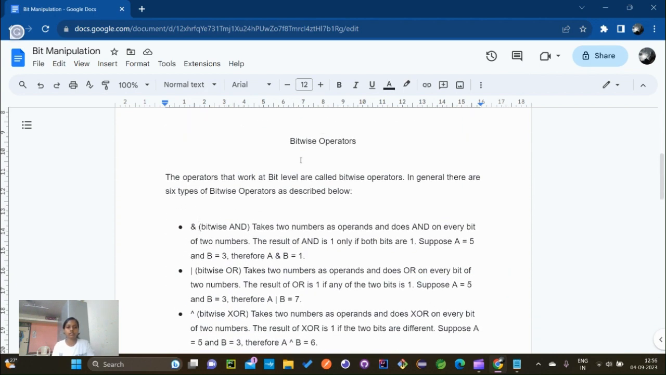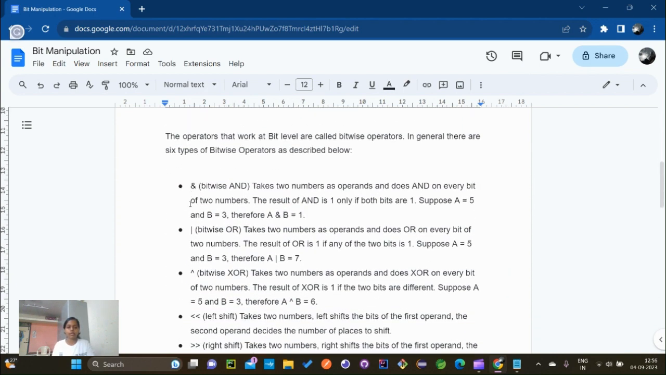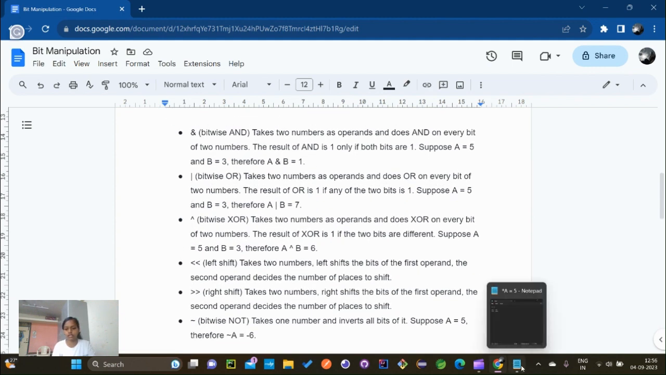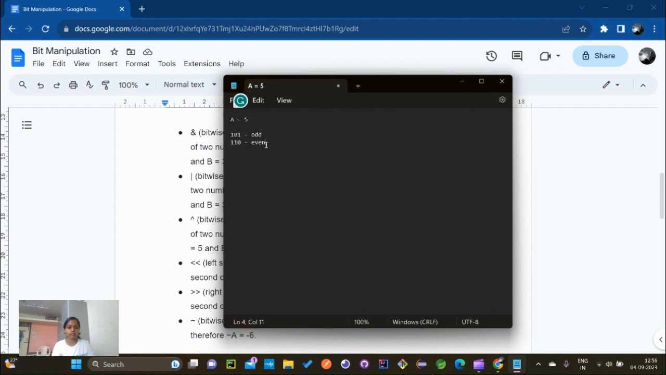So this is the example. Next we are seeing the bitwise operators. So there are a total of 6 operators which we are going to see. The first one is AND. For example, if we take A is equal to 5 and B is equal to 3, we have to find A AND B.